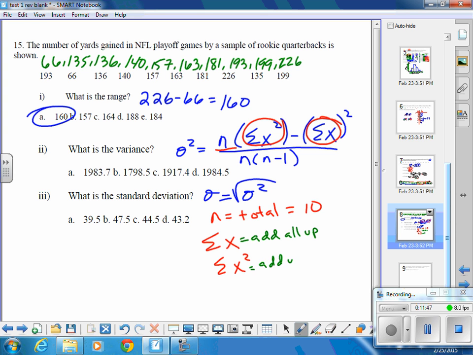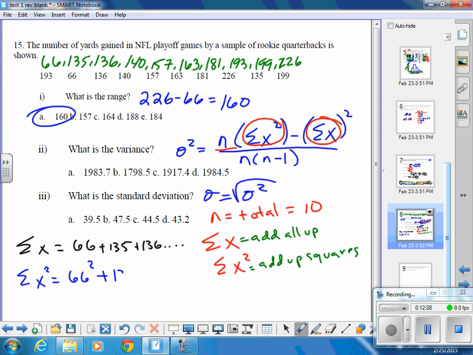What do I mean? Well, let me show you what they look like, okay? So if I were to do the sum of x, it would look like 66 plus 135 plus 136, and I'd keep going till I'm done. The sum of x squared is 66 squared plus 135 squared plus 136 squared, and going on. For something where we only have 10 numbers in our data set, this isn't that bad.